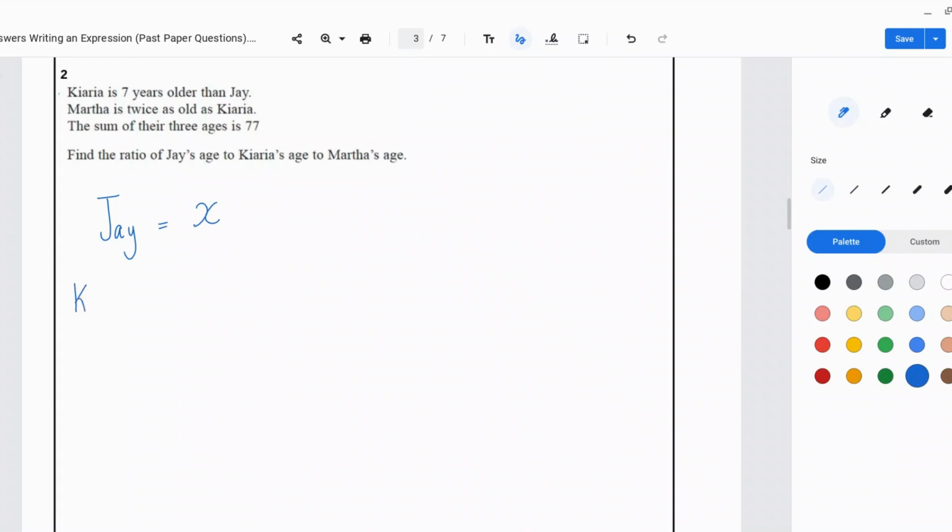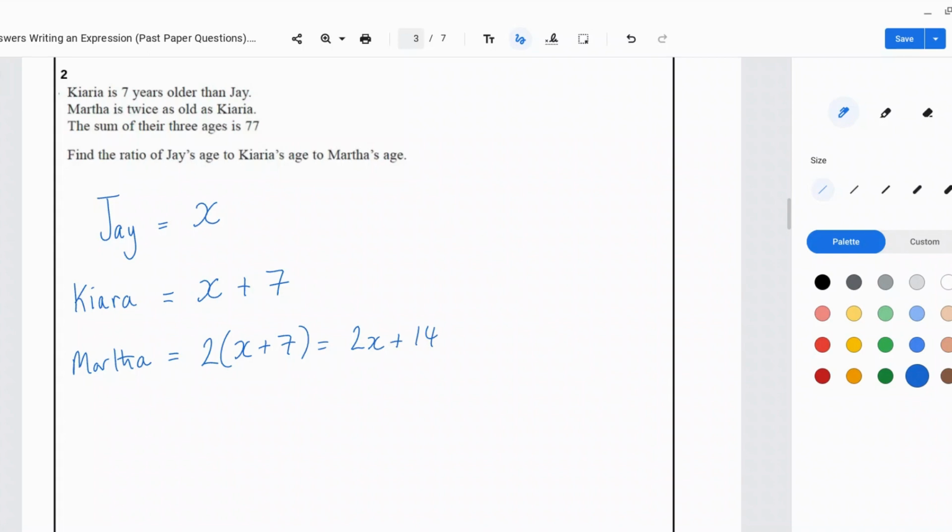And Kiara is 7 years older. So I don't want to use another letter here. I want to represent Kiara's age in terms of Jay's. So she's 7 years older than Jay, so whatever Jay is, we add on 7. And then we're told Martha is twice as old as Kiara. So we're going to double Kiara's age. And this is where expanding brackets comes from. 2 lots of X, 2X, and 2 lots of 7, 14.